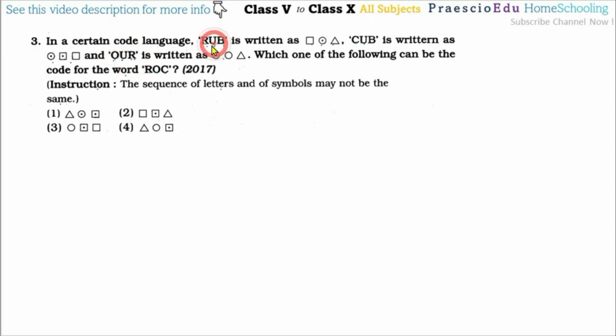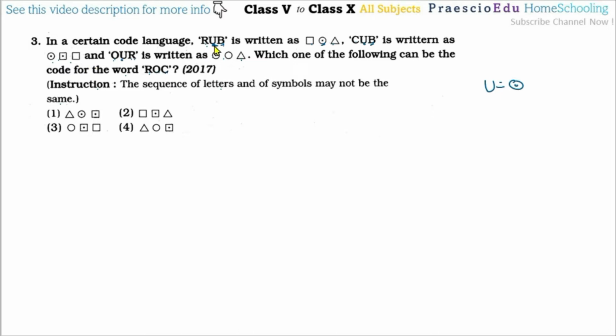Here U is common, and B is also common, and in the third only U is common. So if you compare these three cases, you will find out that U means this symbol. Okay, so U we can say is this symbol, so for ROC, for this one we require the O also.